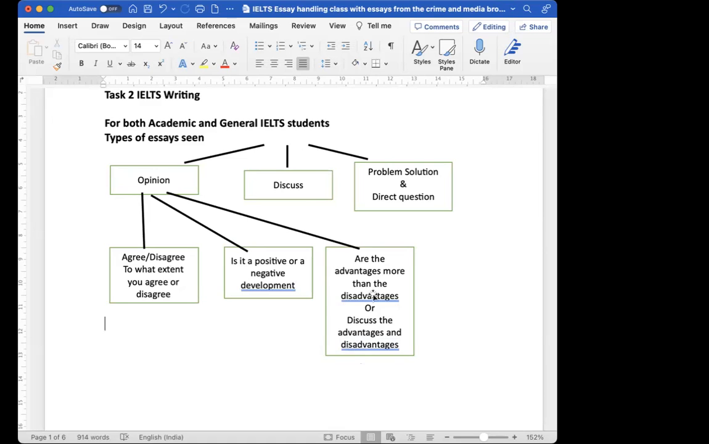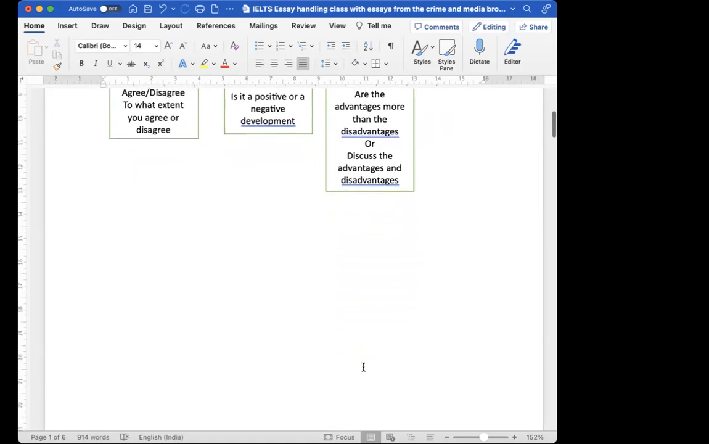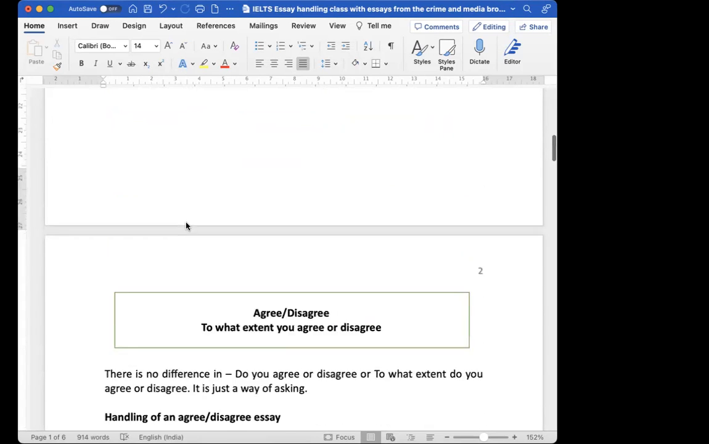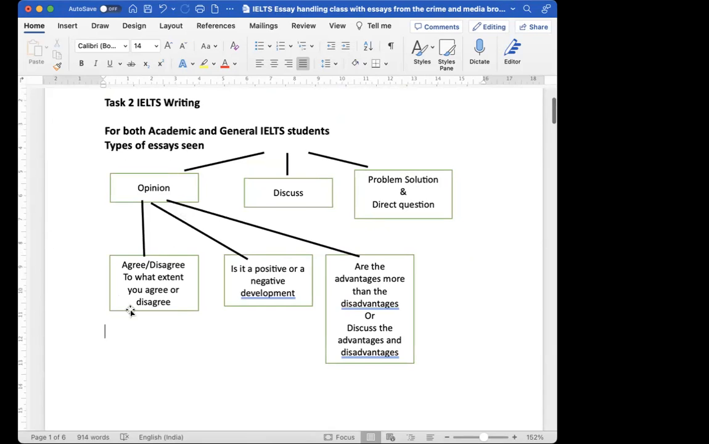I'm just asking you whether you've understood these types. Yes. All right. Now we come to the agree, disagree essay, which is the first type of essay here. Okay. So basically if you look at the types of essays, there is 1, 2, 3, 4, 5, and this small 6, which I've clubbed with problem solution. So these are how many essays? 1, 2, 3, 4, and 5.